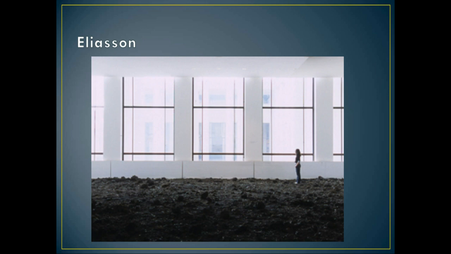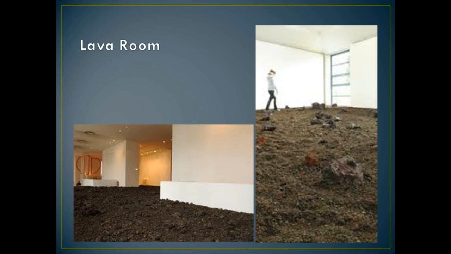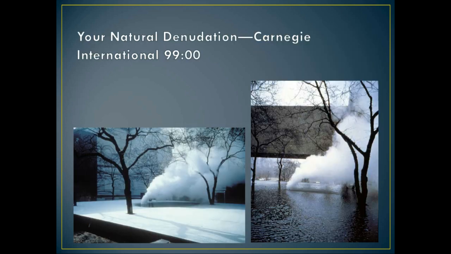This is Ólafur Eliasson, who's an Icelandic artist. He often talks about how Iceland affects the kind of works he makes. He did a recent riff off De Maria by doing a lava room. That's kind of fun. This was a piece I actually got to help install and write about when I was an intern at the Carnegie during my master's degree.